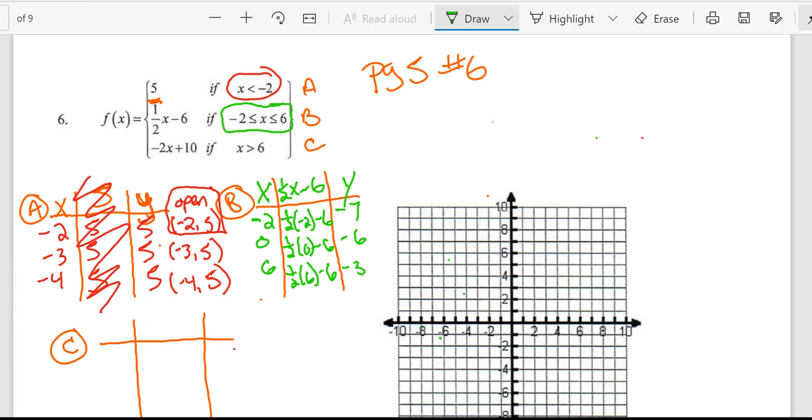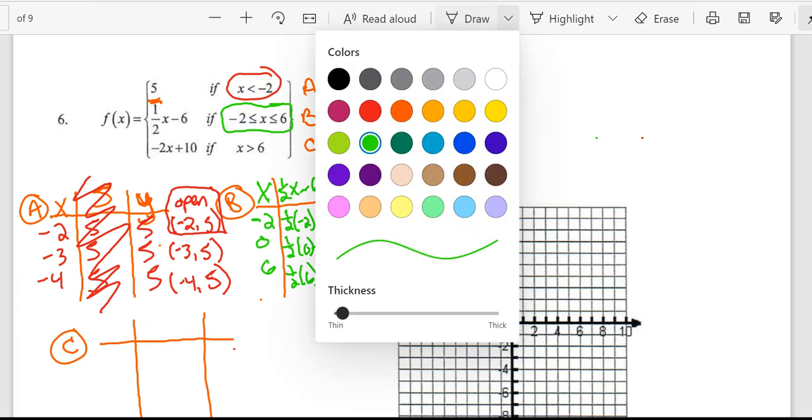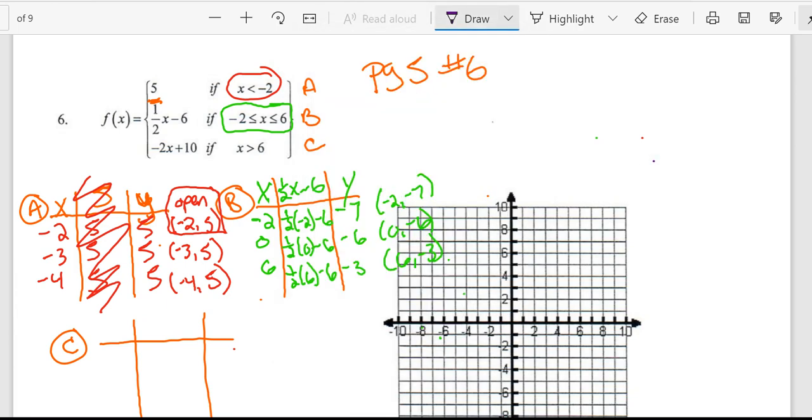All right, so now I have to write down these points. It's negative 2, negative 7, 0, negative 6, and 6, negative 3. And these are going to have some specific parameters. Let's look at the first one. For the first one, that's going to be closed. Again, I'm looking at the fact that this is underlined. And for the 6, it's also going to be closed because of the underline.